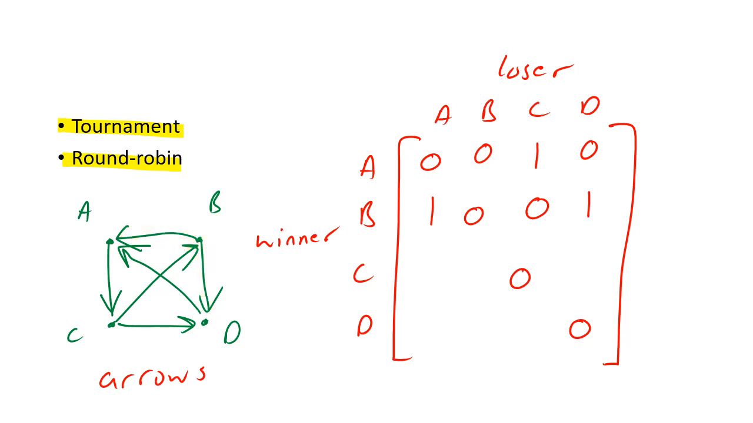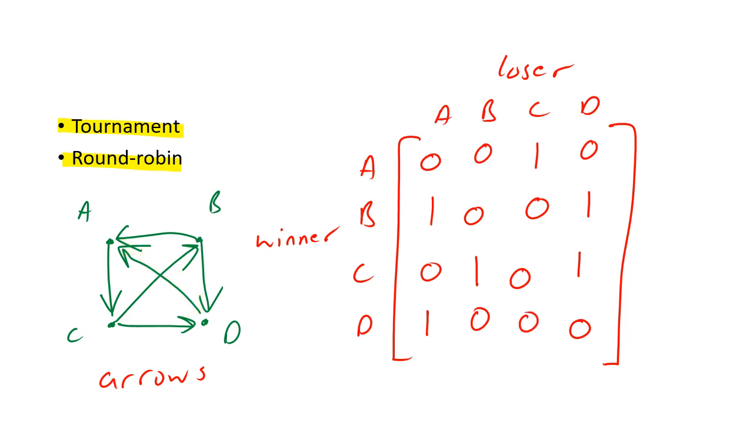And then let's have a look at the next one. So C beat B and D, but lost to A. And then D just beat A. That was it by the looks of it. So D beat A, but lost to B and lost to C.